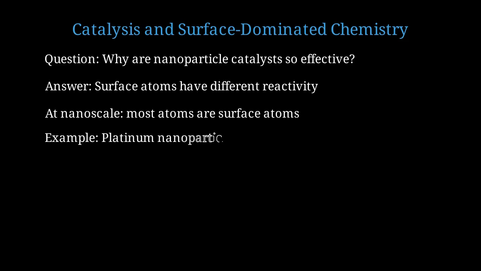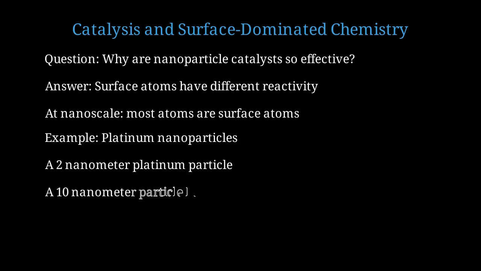For example, consider platinum nanoparticles used in fuel cells. A 2-nanometer platinum particle has approximately 50% of its atoms on the surface. But a 10-nanometer particle has only about 10% on the surface. This 5-fold difference in surface atom fraction translates directly into catalytic activity differences.